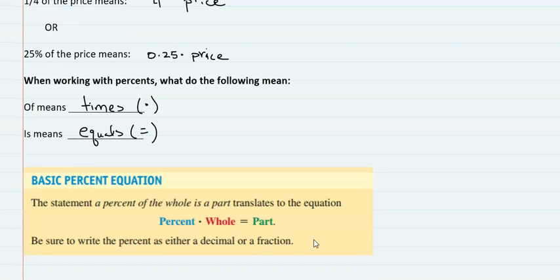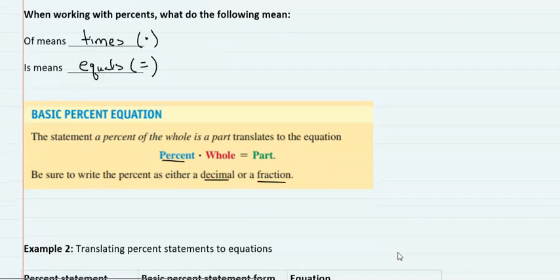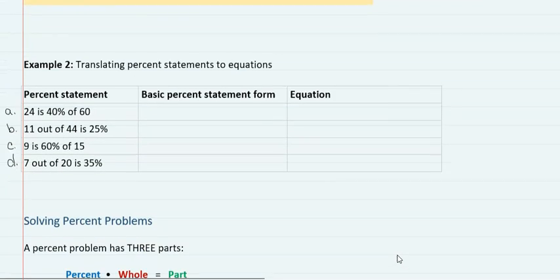So with that information, we're going to take what we learned just previously. A percent of a whole is a part, then translates to percent times whole equals part. So instead of of we have times, and instead of is we have equals. So now suddenly it becomes an algebraic equation. So be sure that the percent is either a decimal or a fraction. It's got to be one or the other. You can't do this with it in its percent form. It's got to be in the decimal or fraction form. So let's look at some examples.